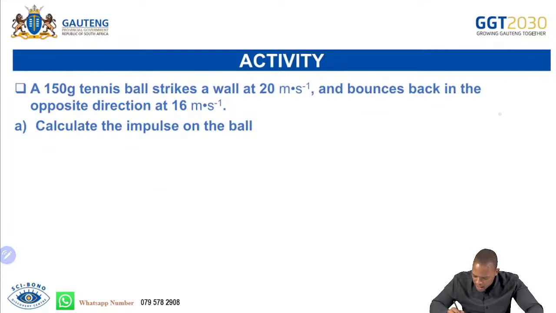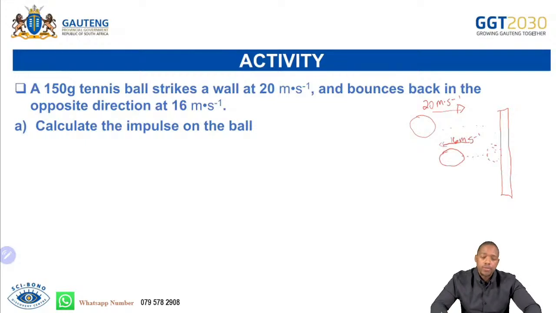To make it easier for myself, I'm going to try and draw this scenario. So I'm going to put a wall here, and then I'm going to have the ball. This ball will be moving in this direction, 20 meters per second, and then I know that it is going to hit here, and then it will come back. At some point it will be around here after it has hit the wall, and it will now be moving with a velocity of 16 meters per second. This is the 150 grams ball.